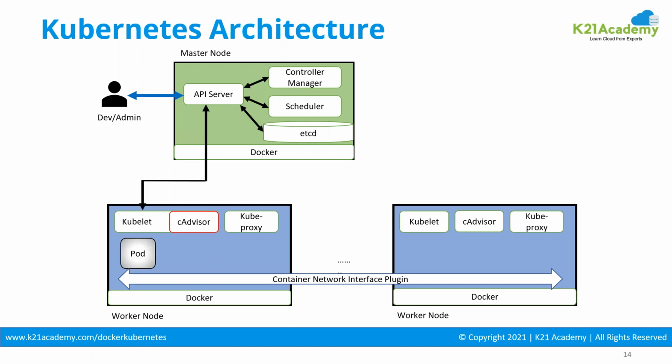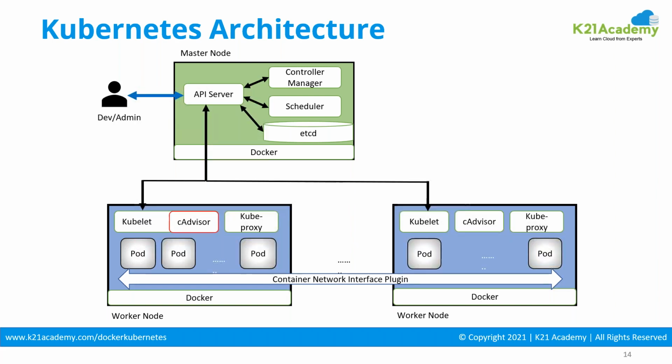cAdvisor will gather the information about all the pods, and it will be informed to the kubelet. Then the kubelet will inform the API server. If there is a metric server on the master server, it will fetch that, and you can give it to the log stashing application as well.